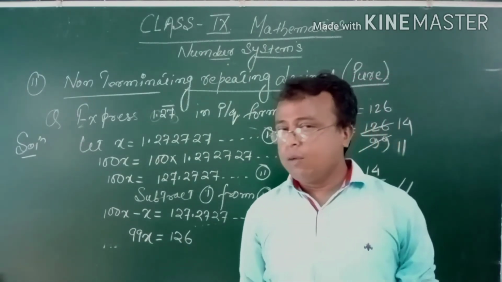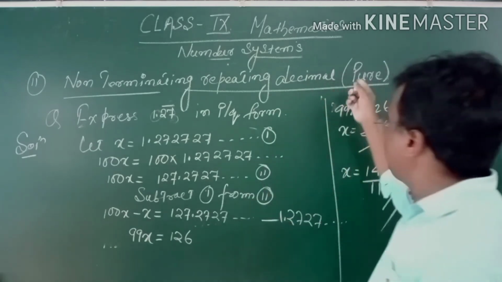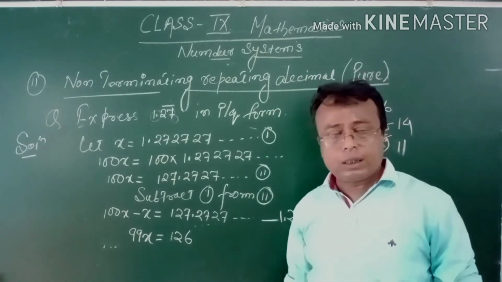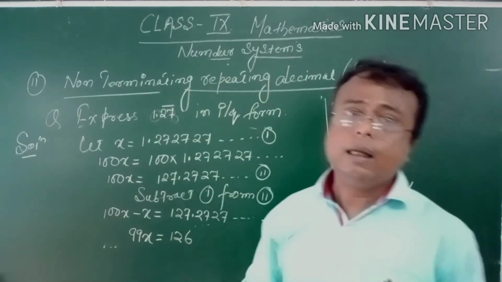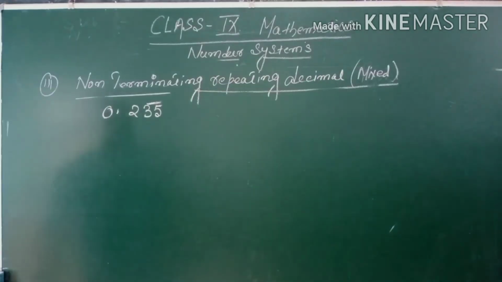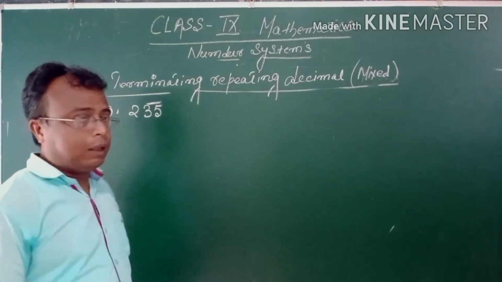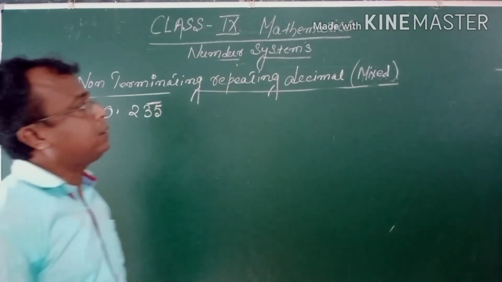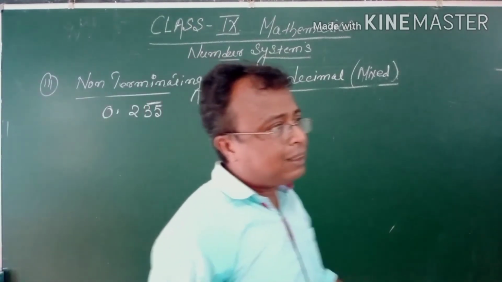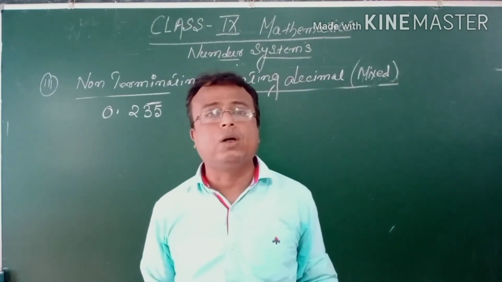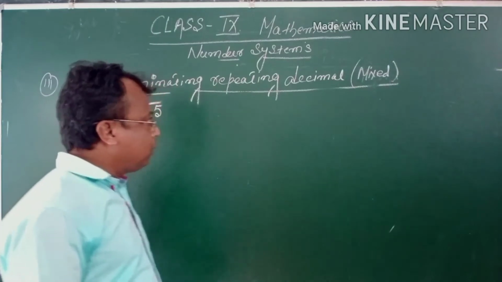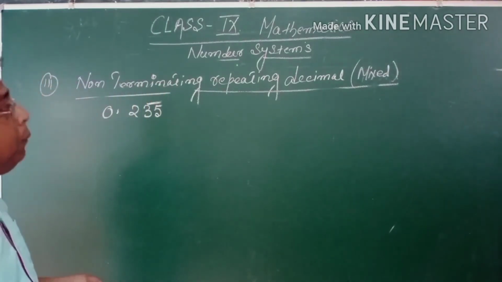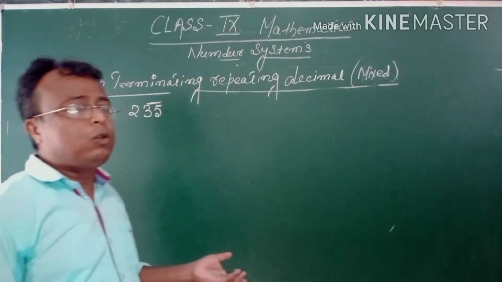So this one is pure, and the next one we are going to discuss is mixed non-terminating repeating decimals. Let us see another one, that is non-terminating repeating decimal, but it is mixed. In the last one we discussed pure non-terminating repeating decimals. So now we are going to discuss mixed non-terminating. What is the difference between pure and mixed?